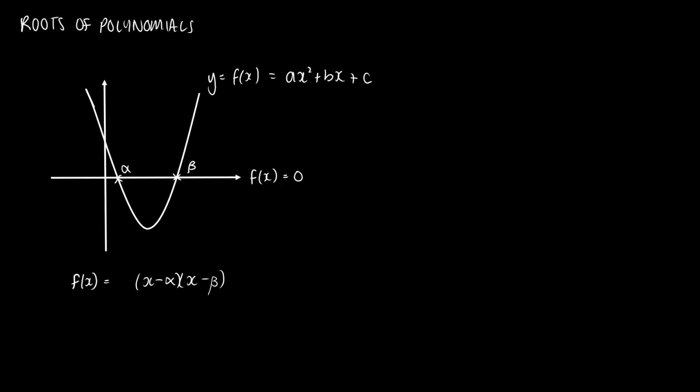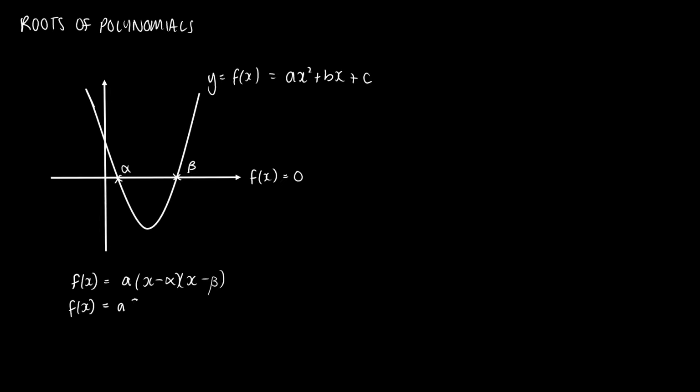And we know that x minus alpha would be a factor and x minus beta would also be a factor. We have to account for the fact that there could be a stretch on this function, which wouldn't affect the roots, but it would affect every other point on the curve. So we'll add that in as well. Now it's a stretch in the y-axis, so it can sit outside of your factor pairs. I'm then going to expand this out.